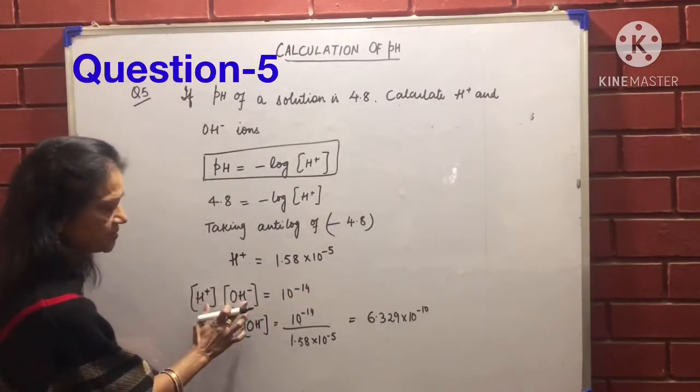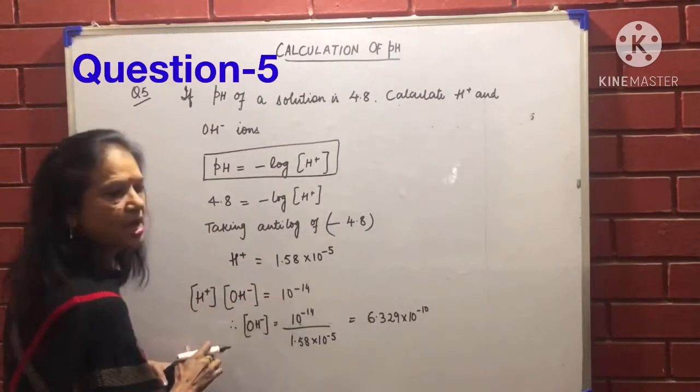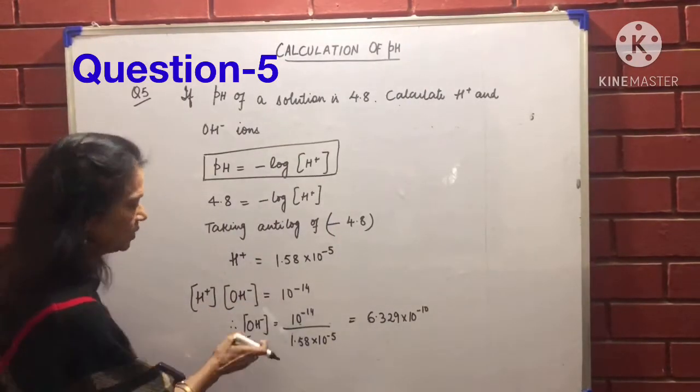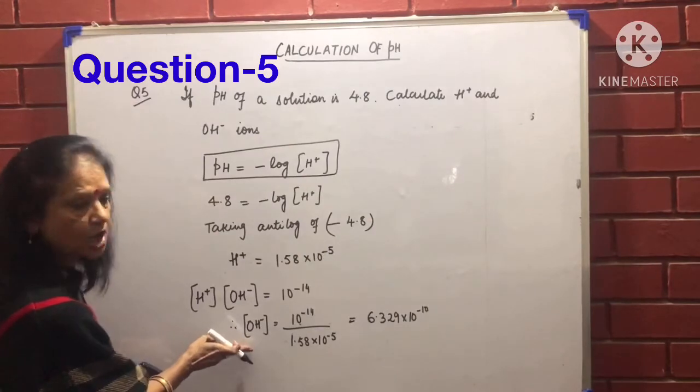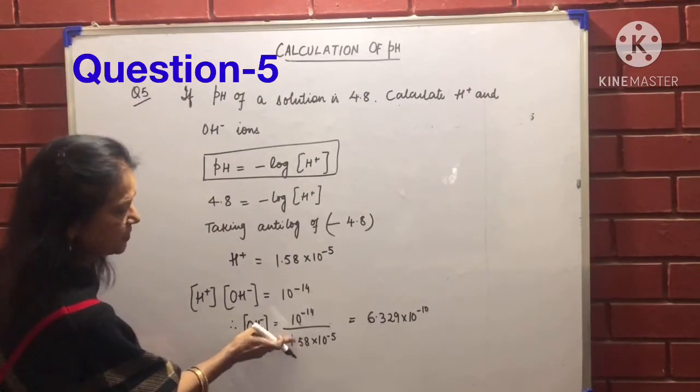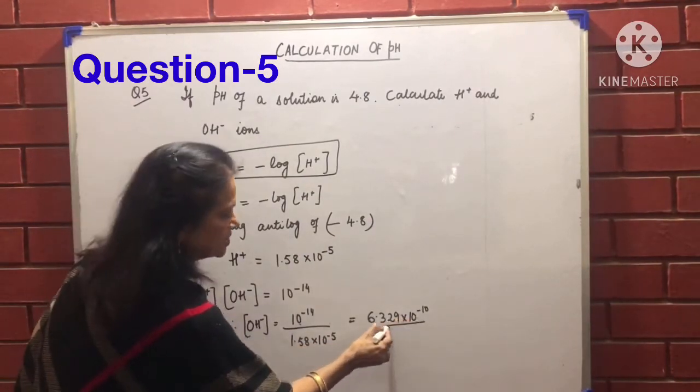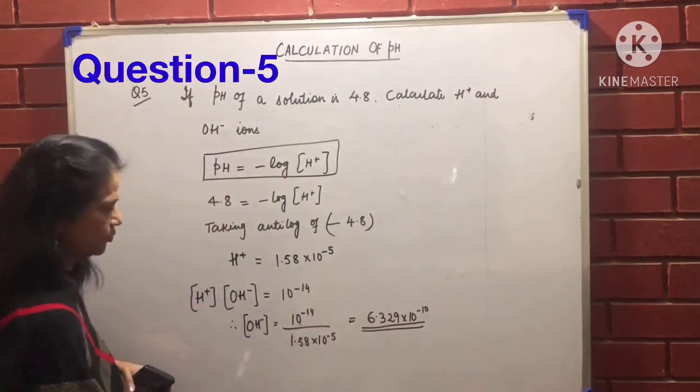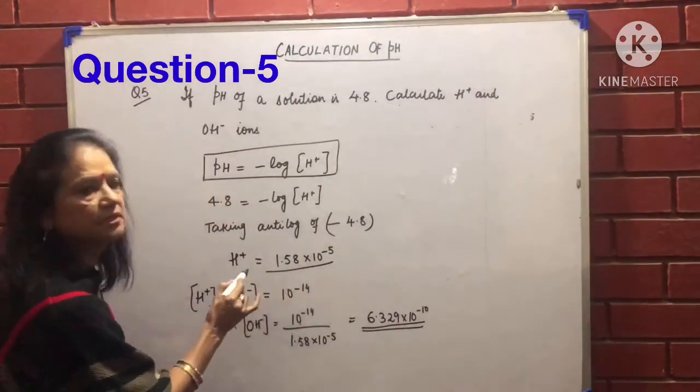You know H plus ions and OH minus ions together give 10 to the power minus 14. So I'll convert and find out how much are OH minus ions by dividing like this. So these are the number of OH minus ions. This is H plus ions.